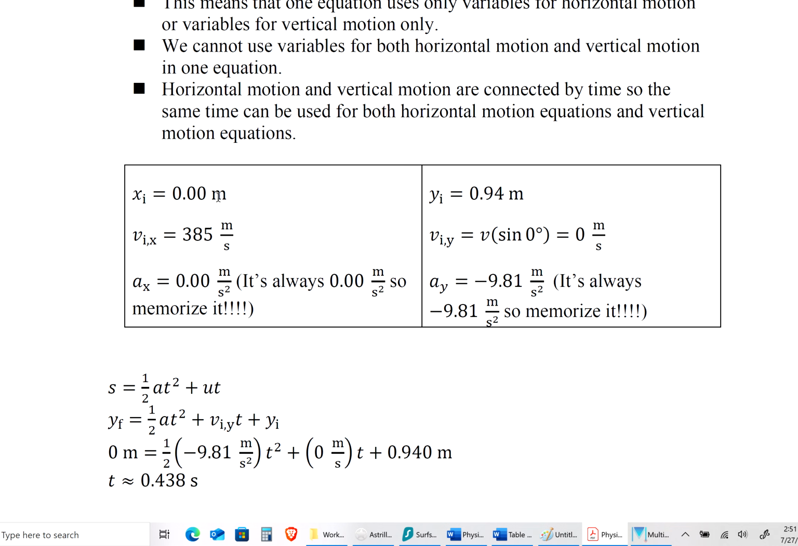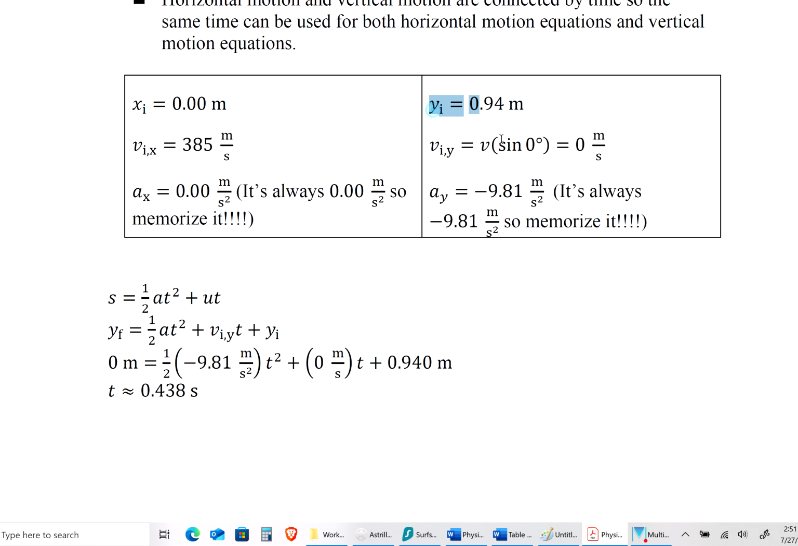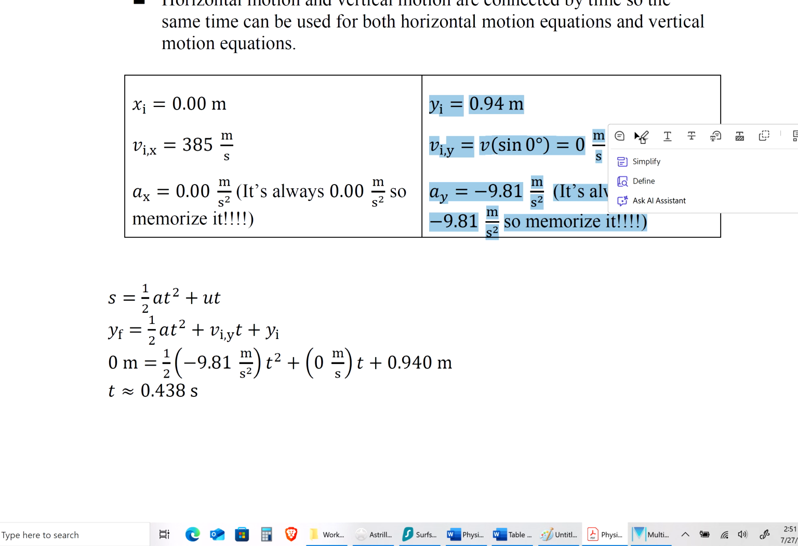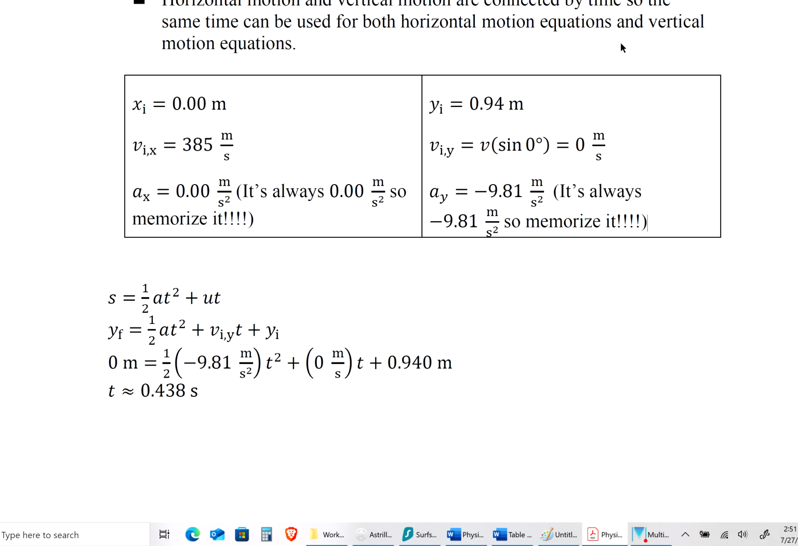So once again, we're only going to focus on these variables. Y initial is 0.94 meters, Y final is 0. Acceleration on the y-axis is 9.81 down. I'm saying positive y is up, so negative y is down. I get the same answer as number 1, 0.438 seconds.